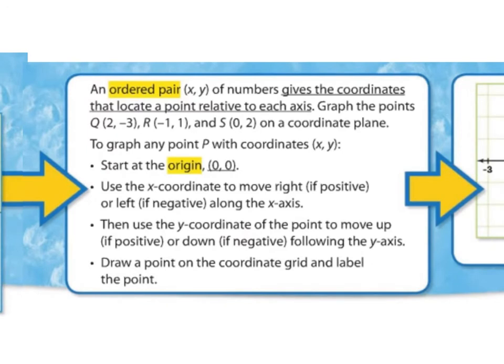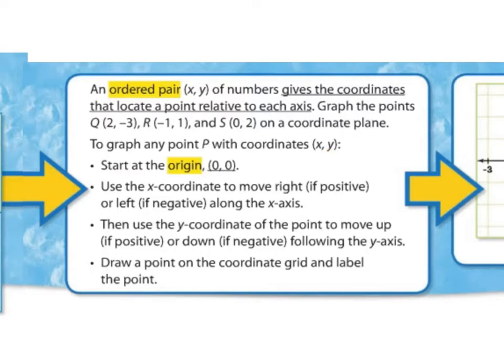An ordered pair, x, y, of numbers gives the coordinates that locate a point relative to each axis. What that means is that these numbers are telling you go 2 in a specific direction and then go backwards 3, or negative 3, in a specific direction. Today we're going to talk specifically about what these numbers mean. To graph any point with the coordinates, first it goes x and then it goes y.